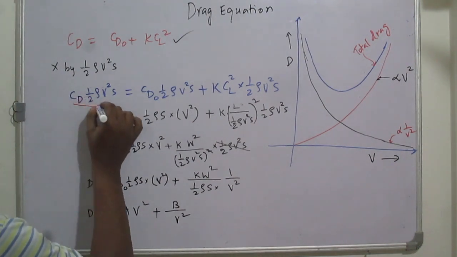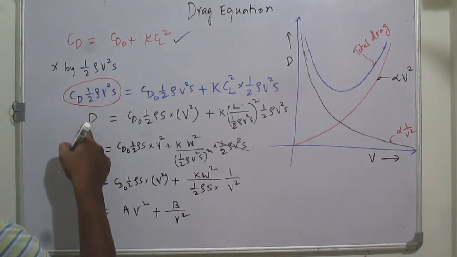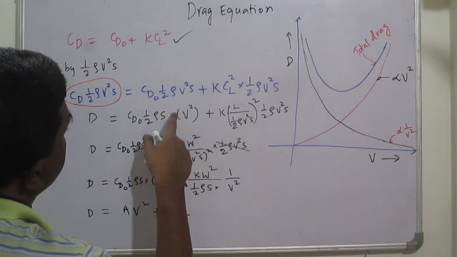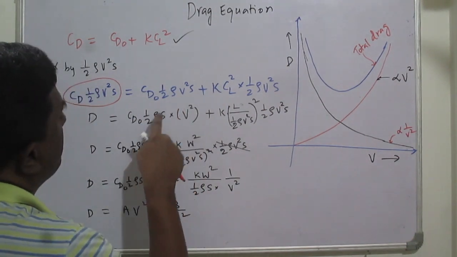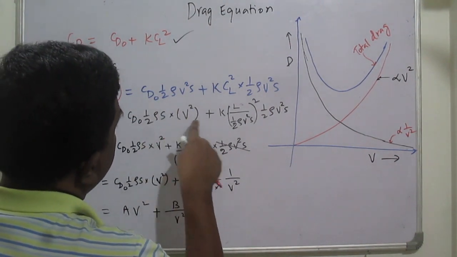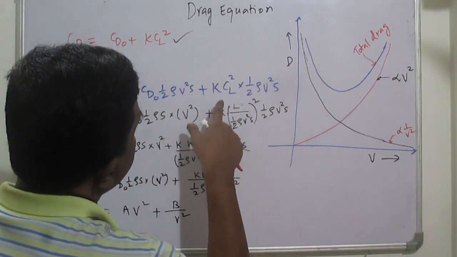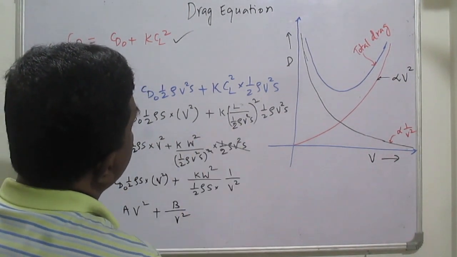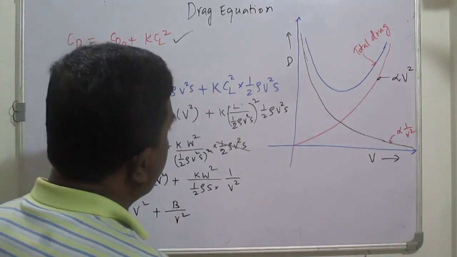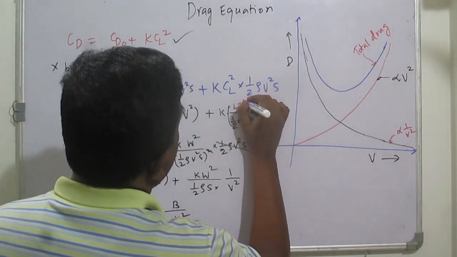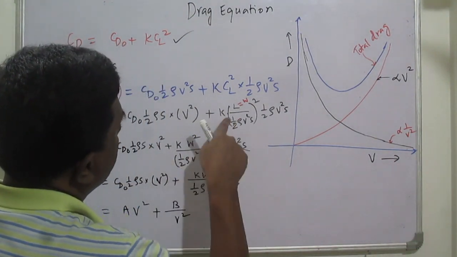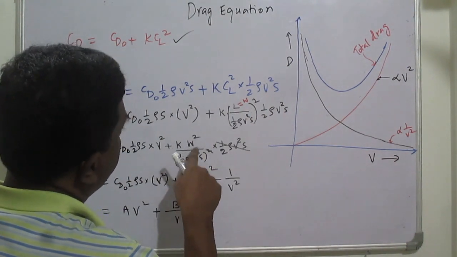This term becomes drag, because drag equals CD half rho V square S. Similarly, here we keep the velocity square separate, and we also express CL. The lift coefficient is defined as L by half rho V square S. For steady level flight we all know lift equals W. So by taking lift equal to W and squaring it, we get this.